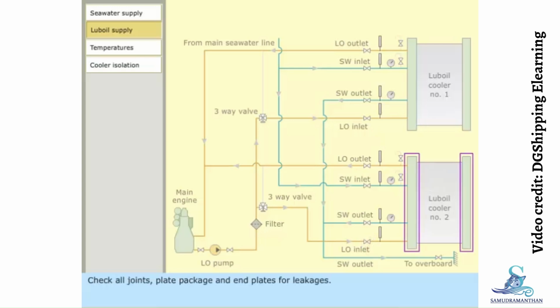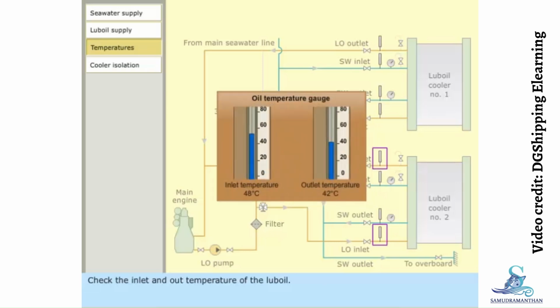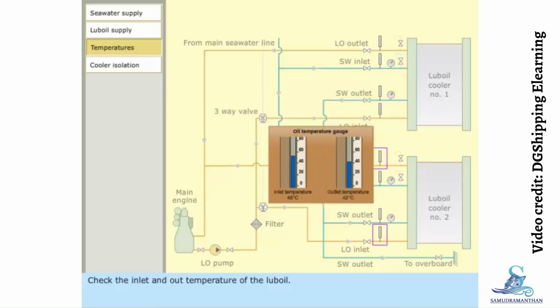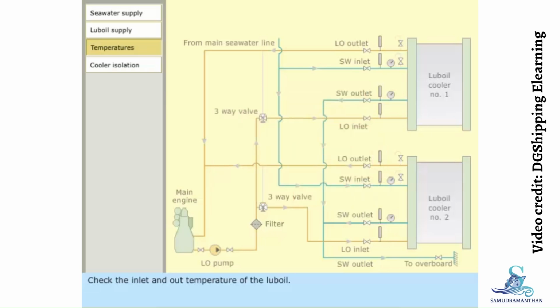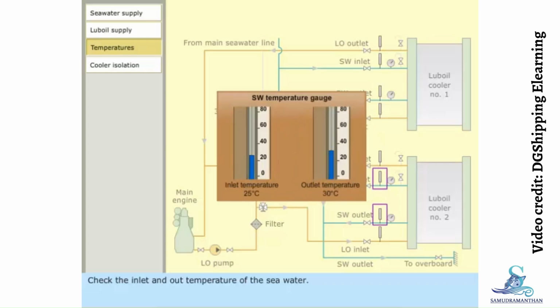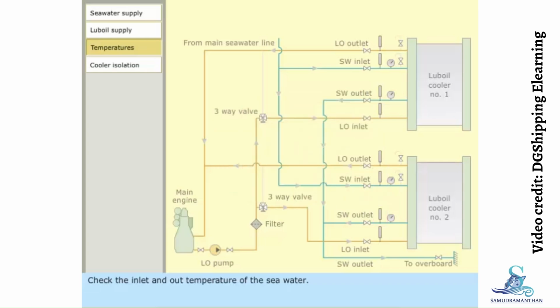Check all joints, plate package and end plates for leakages. Check the inlet and outlet temperature of the lube oil. Check the inlet and outlet temperature of the seawater. The difference between the inlet and outlet temperatures indicates the performance of the cooler. The temperature differences should be observed and recorded.